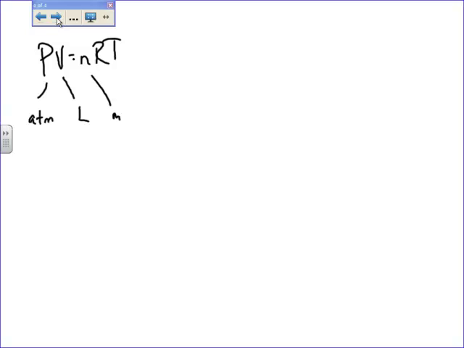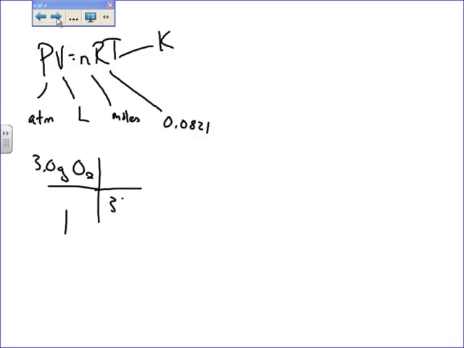N is the number of moles. Sometimes you're given grams, and you have to do a gram to mole conversion. R, of course, is the gas constant, 0.0821, and the temperature has to be in Kelvin. It's very limited on what units you can use. So you're asked to solve, maybe for P, maybe for V, maybe for T, maybe for N. All right, so if you've got 3 grams of something, let's say 3 grams of oxygen, you're going to say 32 grams in 1 mole, and this will then be your N. When you get that, it's 3 divided by 32.